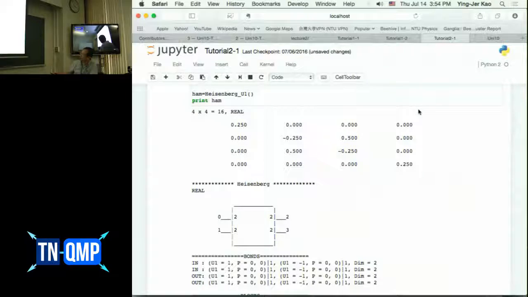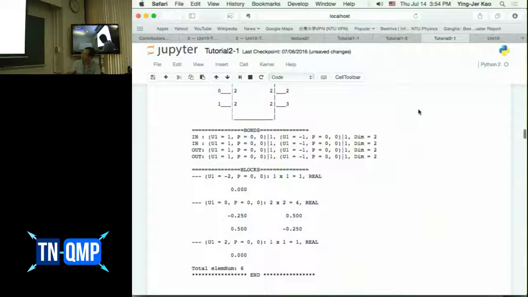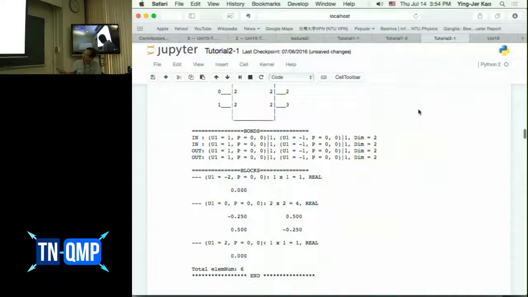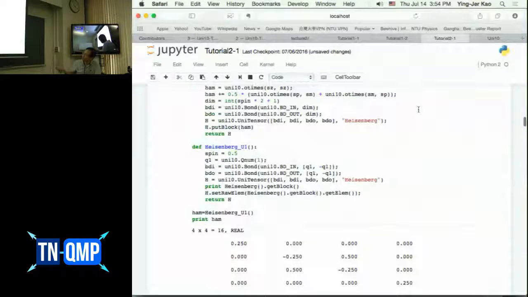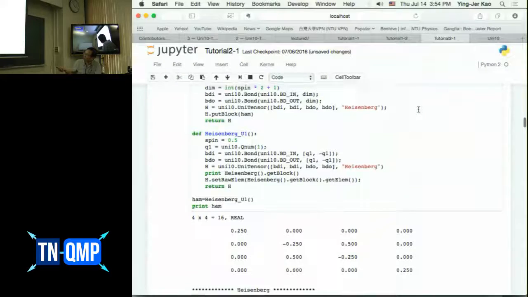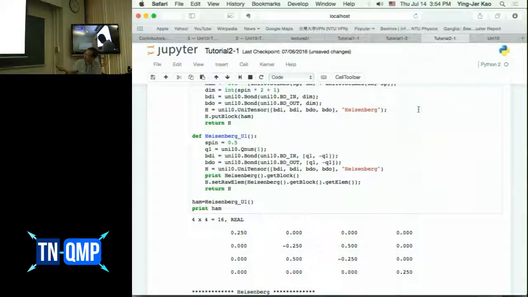So this is my Heisenberg Hamiltonian. We put this matrix, so this is a set row element. I basically take from this Heisenberg model, get a block and some pointer and put it in. The detail is not that important. We're going to write some idioms so that people can just copy and paste.